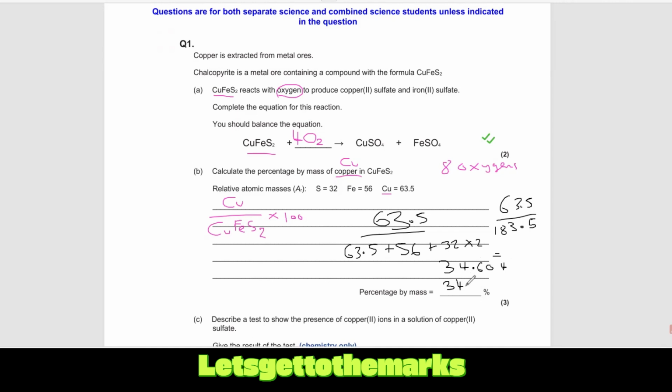Some people might round to 35. They may give you that, but I'm going to 1 dp. And that gets all the marks. That gets all 3 marks. There we go. Let's move on.